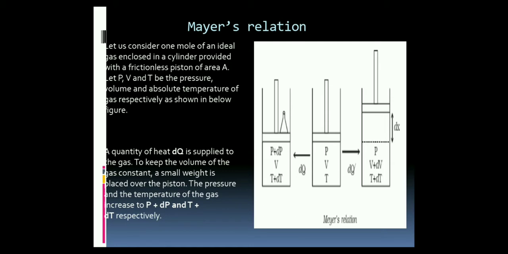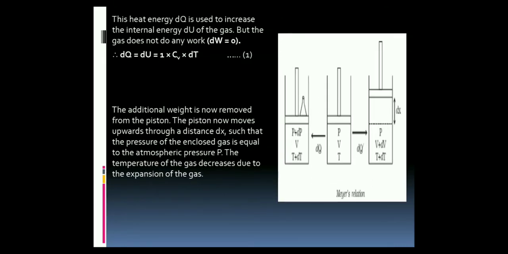To keep the volume of the gas constant, a small weight is placed over the piston. The pressure and temperature of the gas increase to P plus dP and T plus dT respectively. This heat energy dQ is used to increase the internal energy dU of the gas, but the gas does not do any work. That is, the work done dW is equal to 0. We now come up with the first equation, that is dQ is equal to dU, which is equal to 1 into Cv into dT.